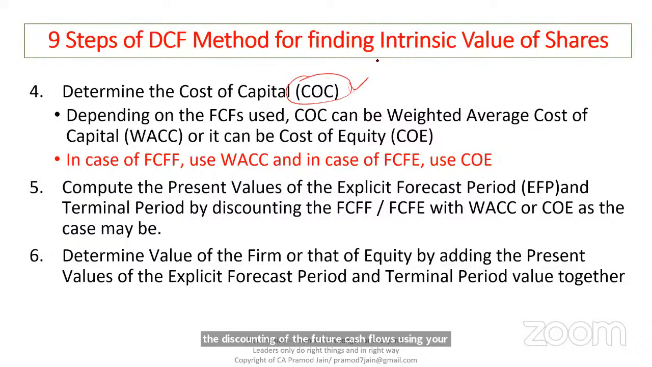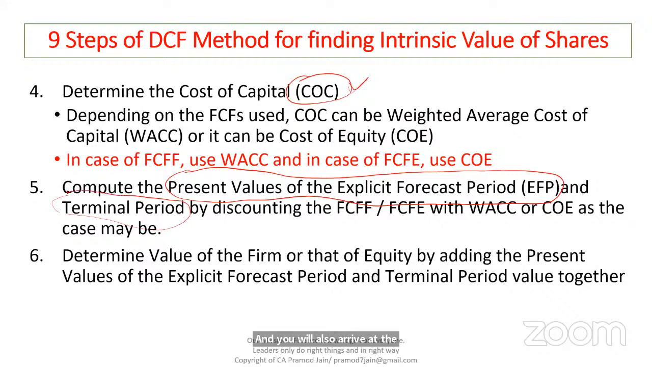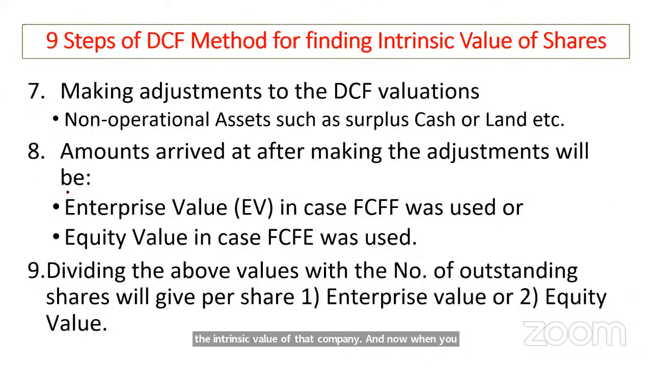So when you do the discounting of the future cash flows using your cost of capital, you will arrive at the present value of the explicit forecast period, and you will also arrive at the present value of the cash flow of the terminal period. You add them together. So present value of cash flows during the explicit forecast period plus present value of the cash flows during the terminal period put together is the intrinsic value of that business, is the intrinsic value of that company. And now that you have arrived at the intrinsic value of that company or of that entity, you have to make certain adjustments in that value.